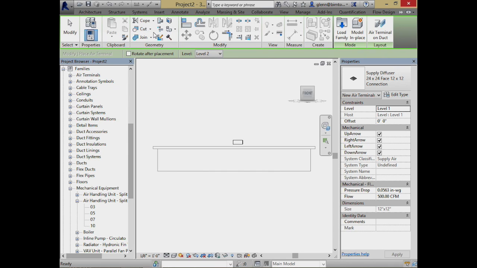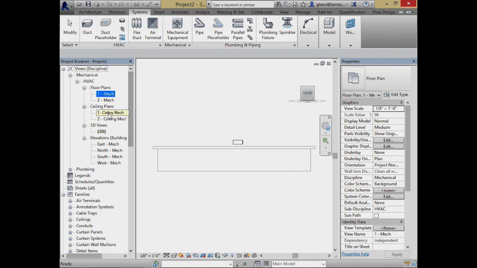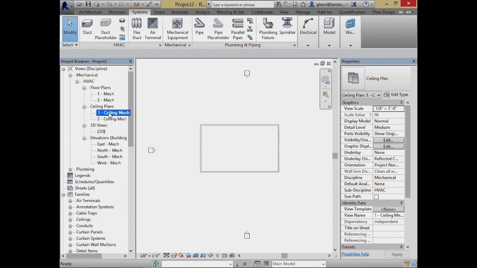It probably makes sense to place them, I actually put them in a ceiling plan view because they end up on the ceiling of your space. So let's see if we can put something like that together. I'll go into my ceiling plan for level 1. Okay. I don't really have a ceiling. I could put one in there and attach it to it. Maybe I should do that.